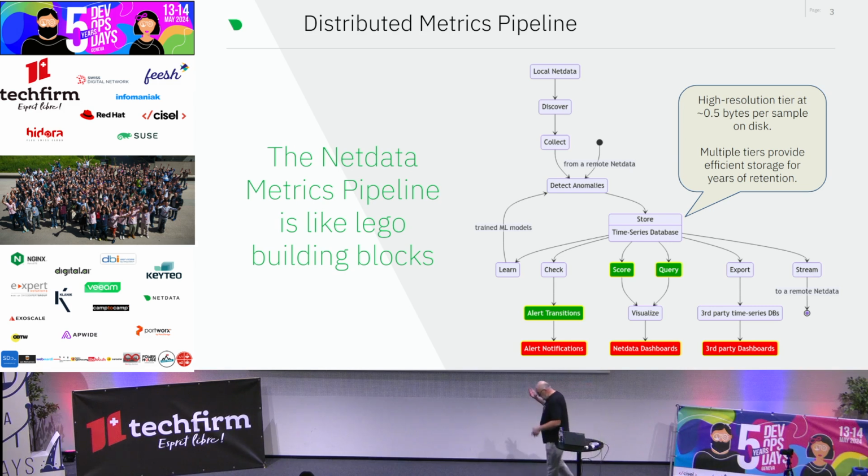So NetData is an open source thing. You can download it, install it and use it. When you install it, every installation of NetData is this pipeline. It detects metrics, collects metrics, stores metrics, learns from metrics, creates machine learning models, checks metrics with alerts, queries metrics, visualizes metrics, even streams metrics to other NetData or even to third-party databases. So it's an open thing. Now, imagine you install this pipeline on all your servers. Hundreds, thousands, it's the same thing.